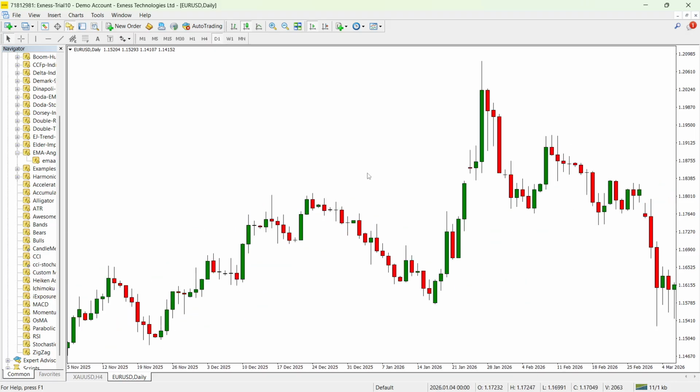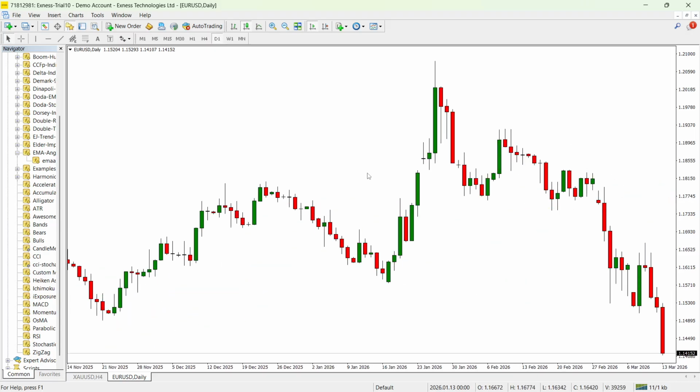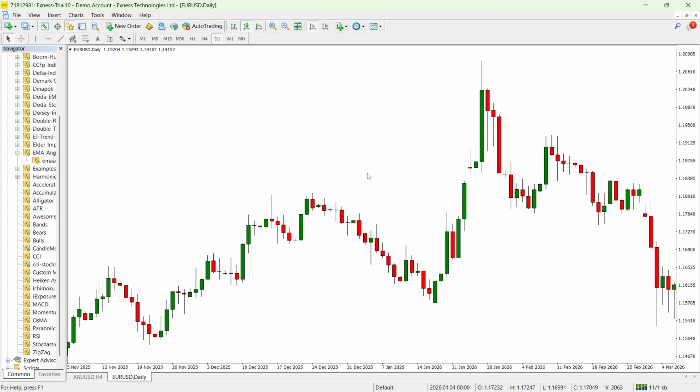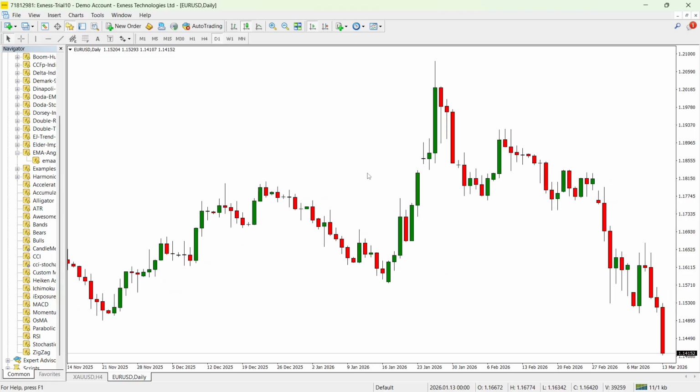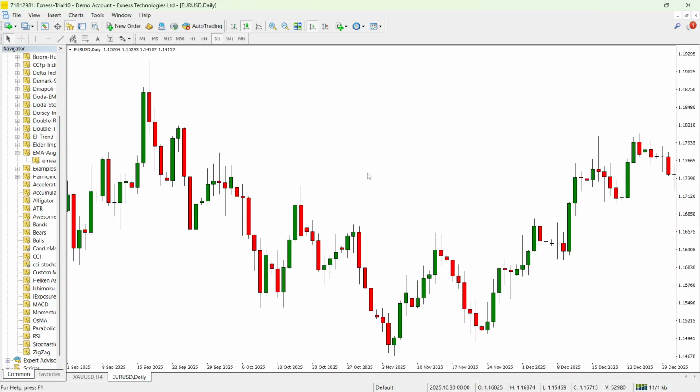As for who it is for, this strategy is well suited for traders who cannot monitor charts during the trading day, such as those with full-time jobs or other commitments.